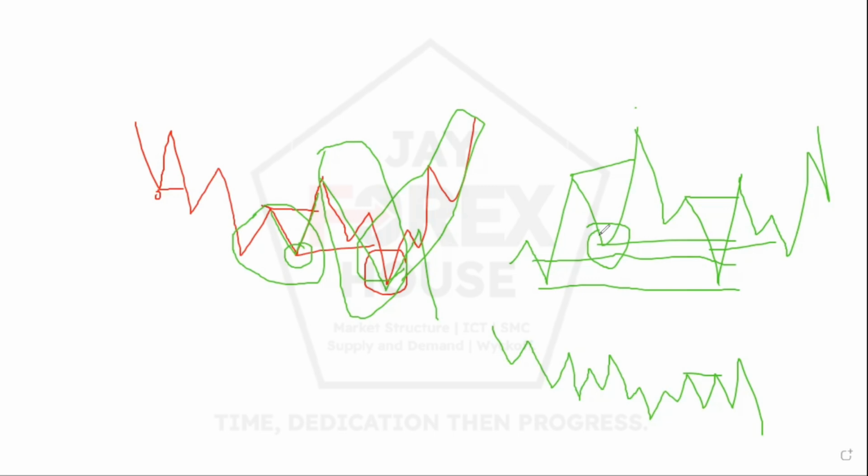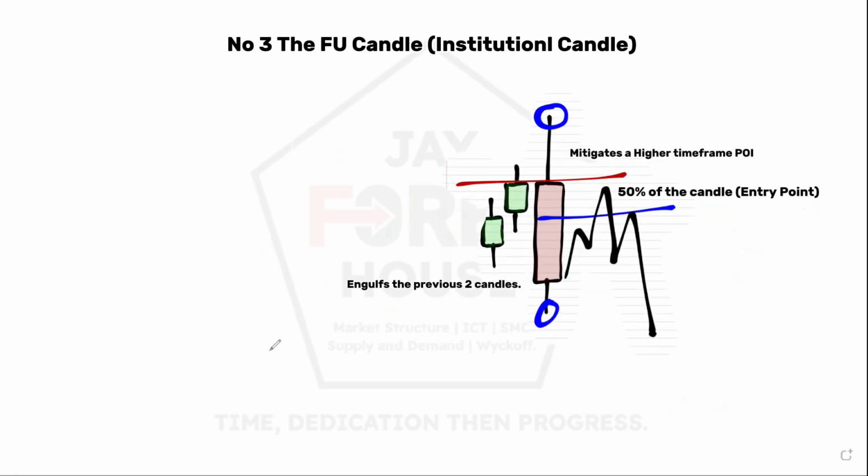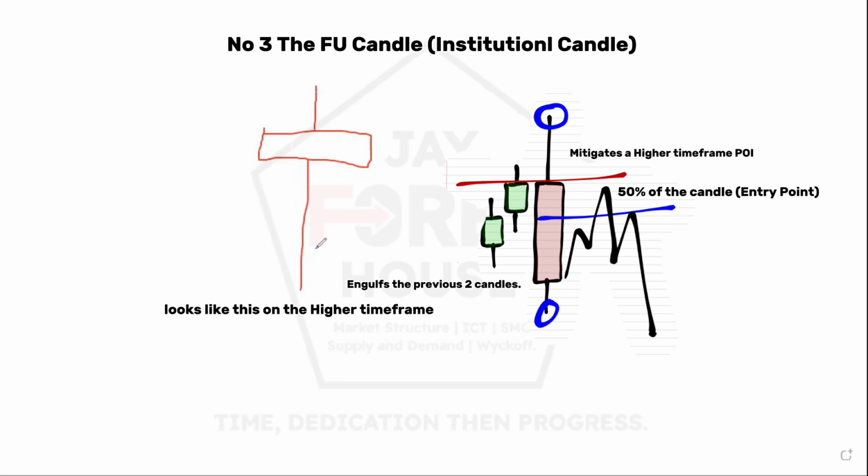Okay. Now, let's move on to the next candle pattern, which is the FU candle. Okay, so the FU candle is a particular candlestick that talks about manipulation as well. All right, now there's a more understandable drawing on the screen, but I'm just trying to do this so you understand what it's about too.